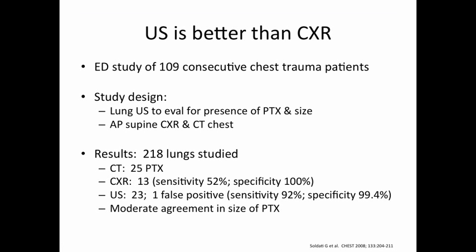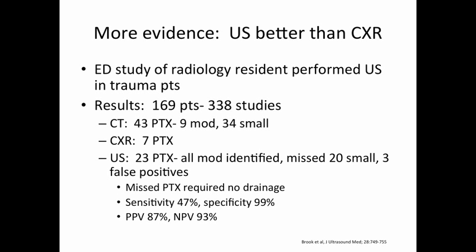Okay, and then lastly, I'll just impart you with the information that ultrasound is in fact better than chest X-ray at identifying pneumothoraces. So this is again a large study of about 100 patients or so. They found that compared to chest X-ray, ultrasound was able to identify many more of the pneumothoraces when you compare it to the gold standard of CT scan. This is another study which just supports the same findings, that ultrasound is better than chest X-ray at identifying the pneumos.